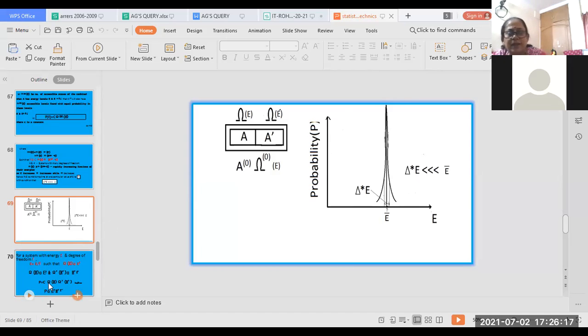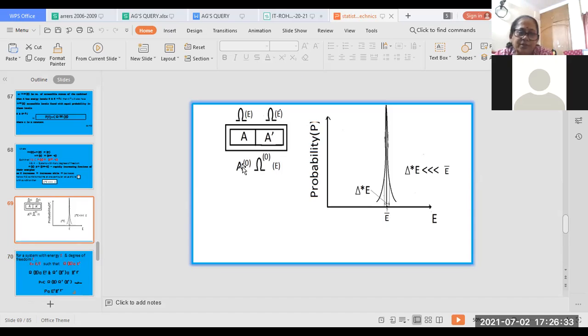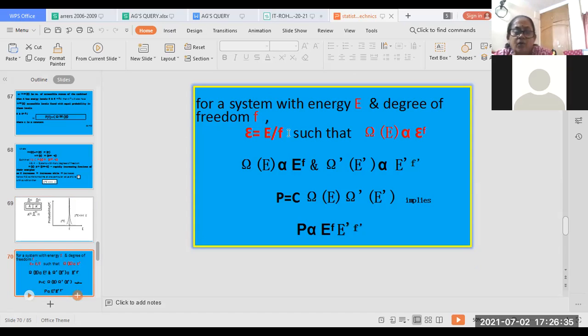Now with that, I am going to the next slide. Here I am defining the total energy divided by F. What is F? It is the degree of freedom of the system. I am talking about the whole system. The whole system is A0, and A0 has a degree of freedom F.